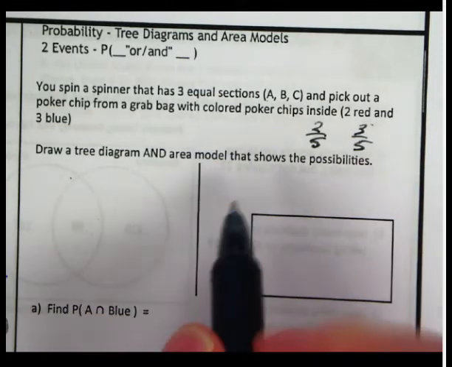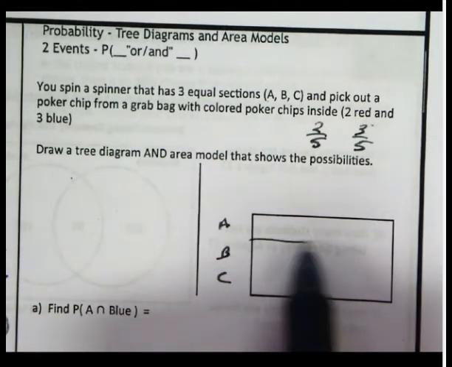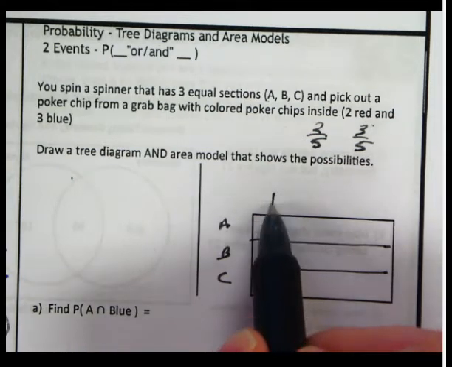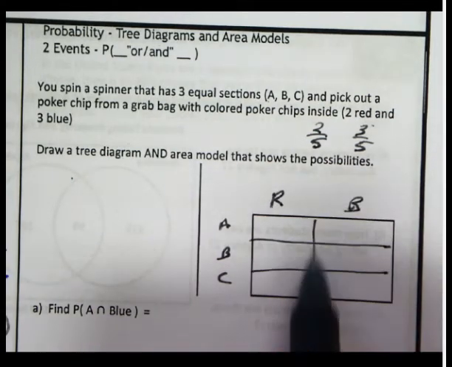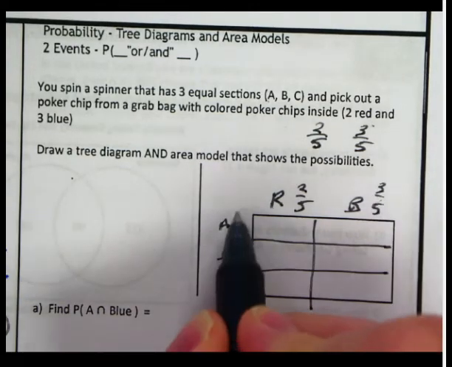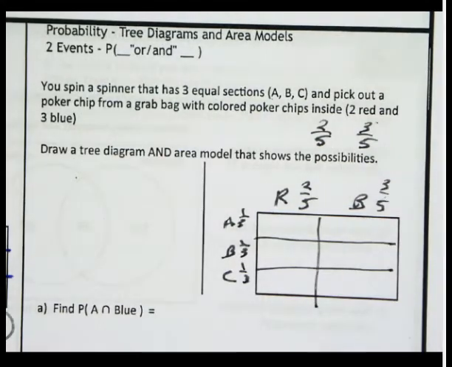So event 1 was picking sections A, B, or C, or spinning a spinner. So I go A, B, C this way. Event number 2 was picking a poker chip, and you had red and blue. If we cut that in half, this would be 2/5, this would be 3/5. These are all 1/3 because they're all equal. That should get you started. You can fill in those boxes and take it from there.